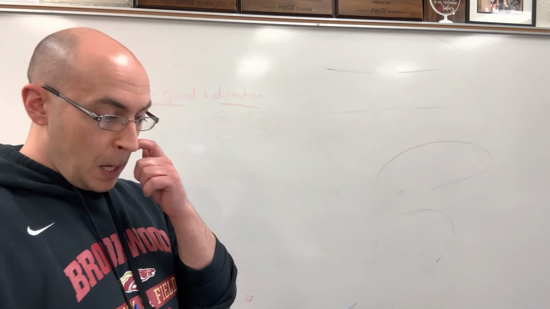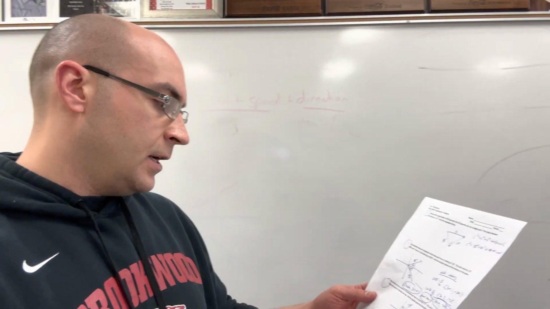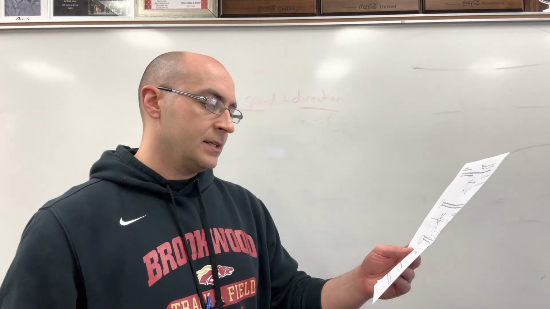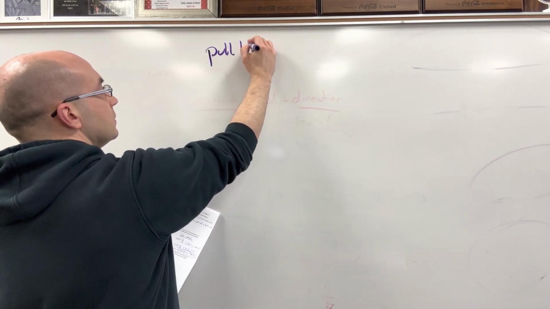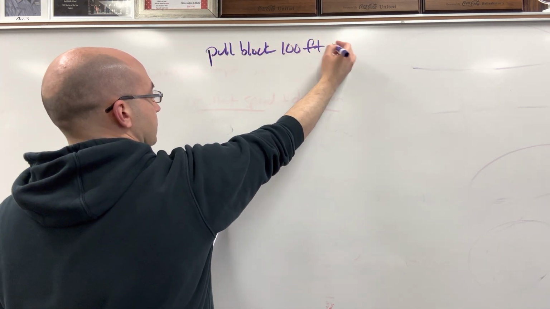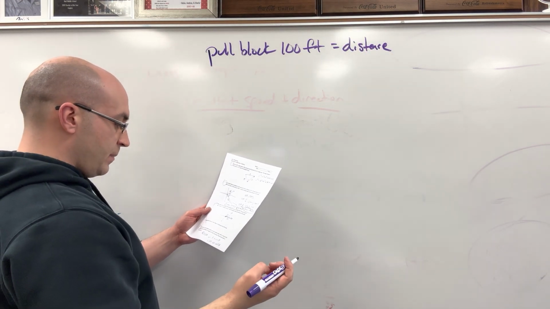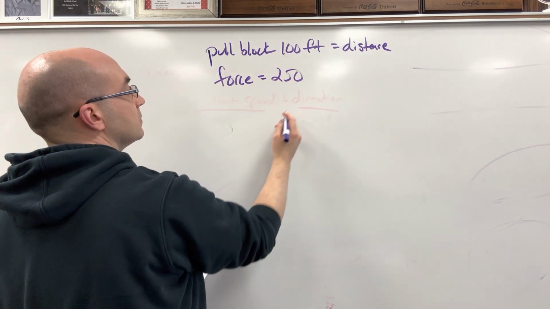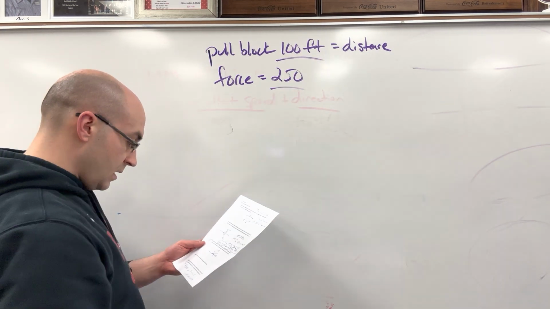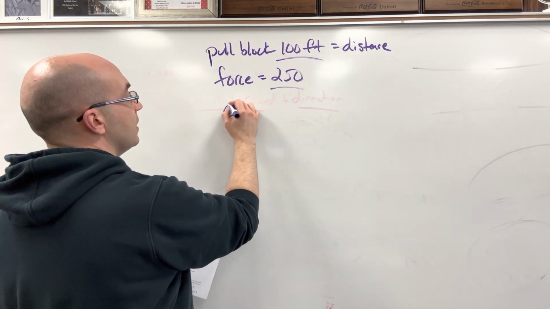I guess the easiest one is number 5. Number 5 is a work problem. It says one of the events in a local strongman contest is to pull a cement block 100 feet. So we're going to pull the block 100 feet. That's distance. A force of 250 pounds was used. So force is 250. We have distance of 100 and force of 250. And then the angle was 30 degrees that the block was pulled up. So the theta measurement is 30.